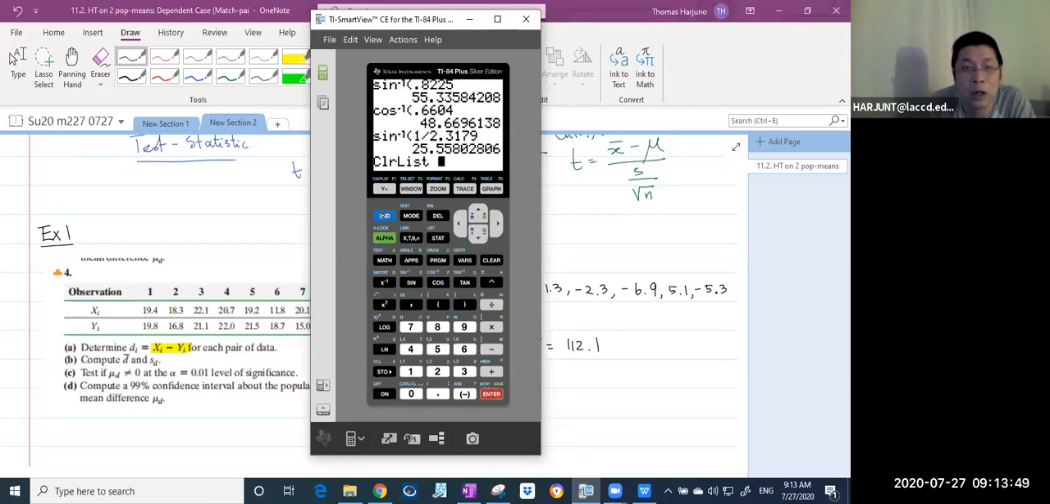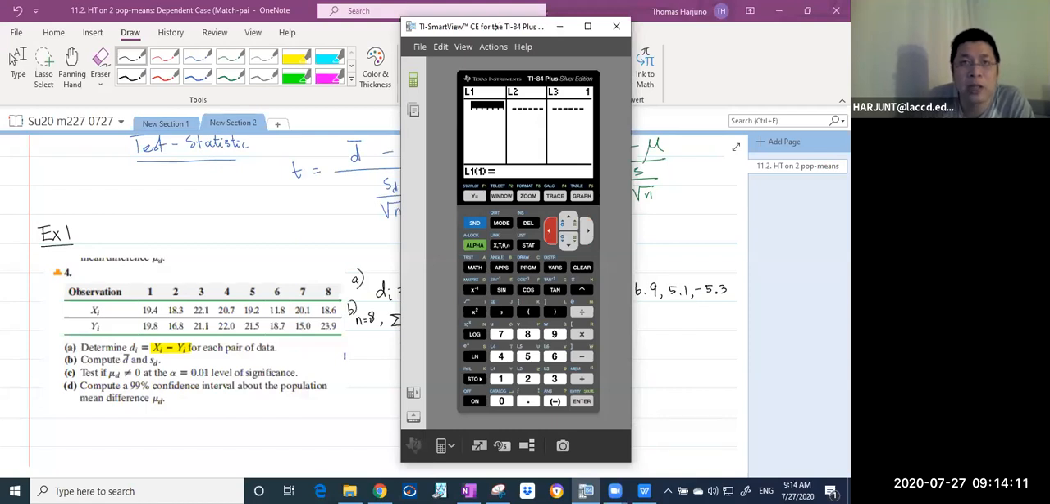I want to clear list 1, comma, I want to clear list 2 also, comma, I want to clear list 3. Boom. So let's check. Edit. Boom. Okay, so it's clear already. Now I will put it in list 1. Okay, I will put it in this one.